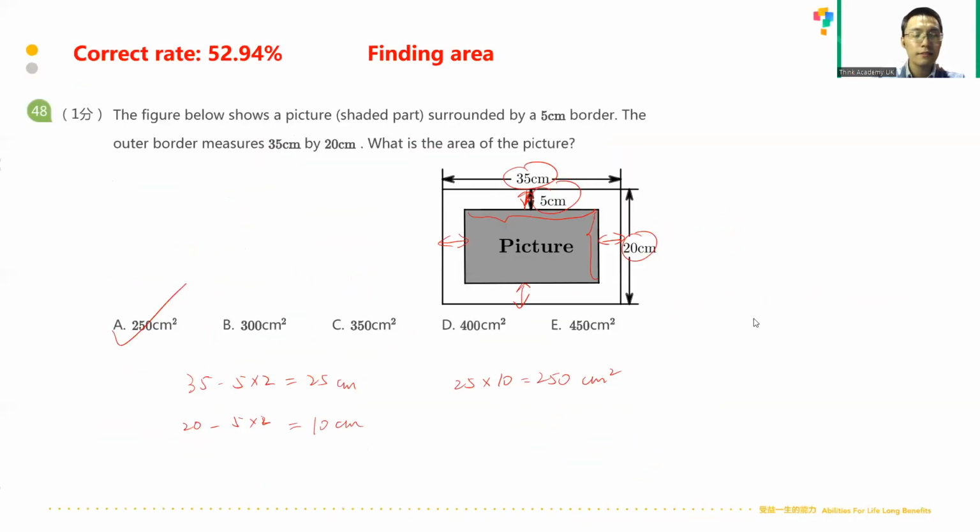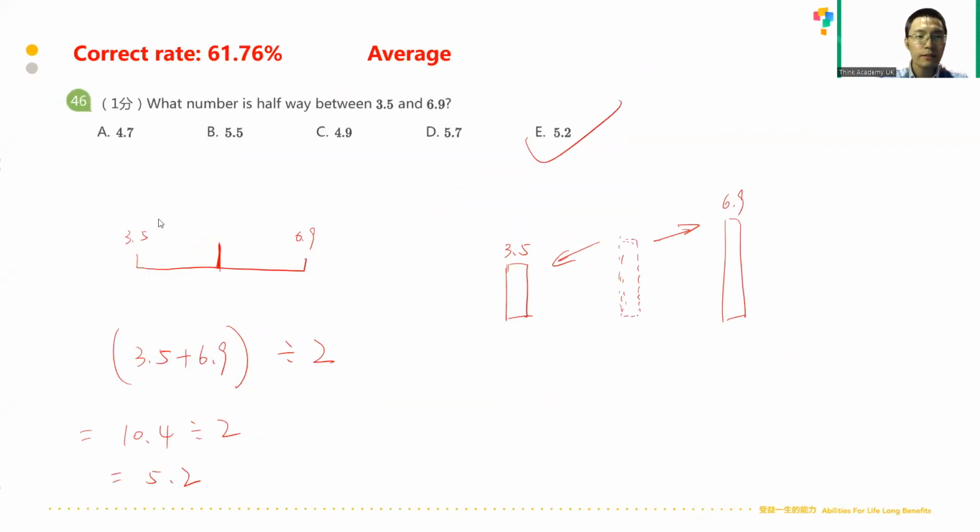For the question that says which one is the middle number? Yeah, this one. Is there another way? Because I usually minus them, and then I divide the number and then add it to 3.5?